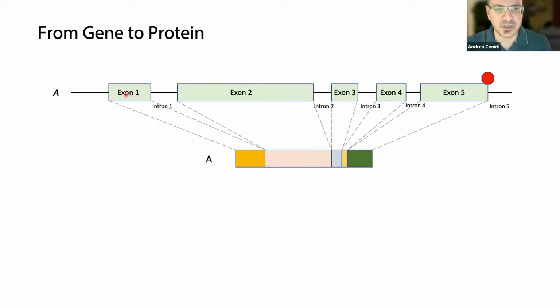Each exon, as I say, can be translated to form a protein. So we have this gene A that is composed in this case by 5 exons. And in the last exon here, we have a stop signal. And when translated, all these exons can form a protein where each exon gives a part of the protein.